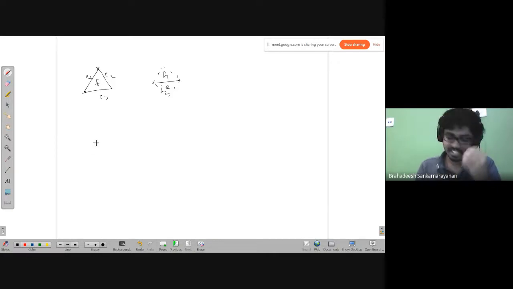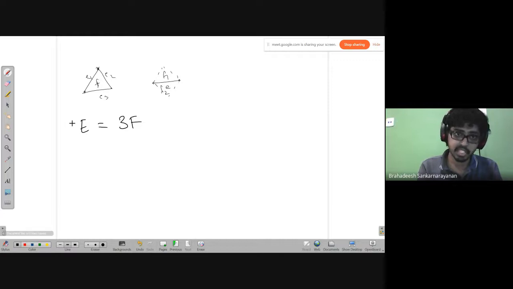Each time I pick a face, I'm counting 3 edges. So once I've counted every face, how many edges do I have? Well, to count the total number of edges, I count as many faces as there are and multiply it by 3. Because for each face, there are 3 edges. So that's 3 times F. But this is double counting every edge. By saying 3F, I've actually double counted every edge by this argument. So that's 2E is 3F.